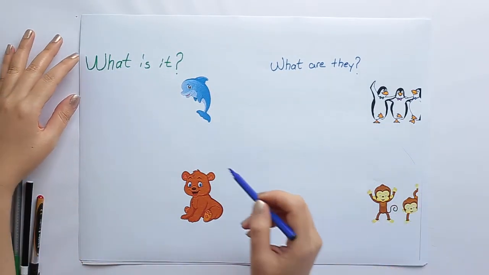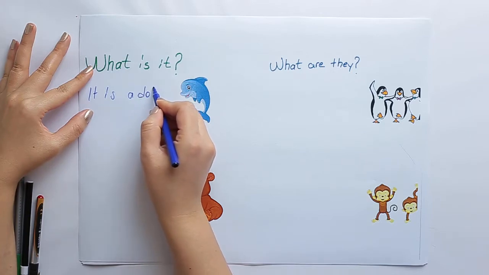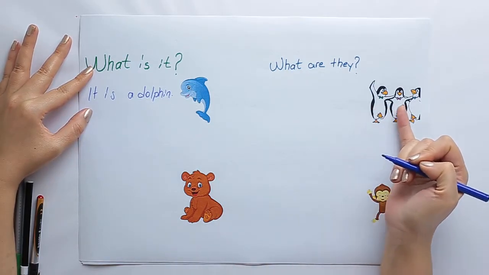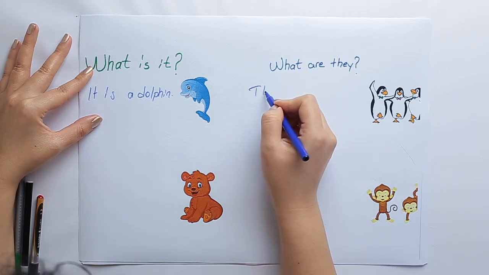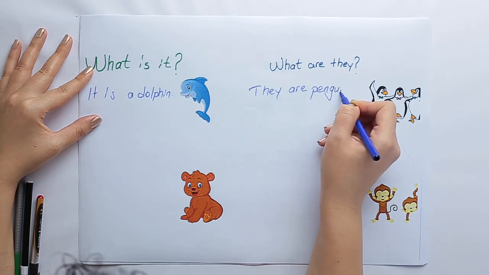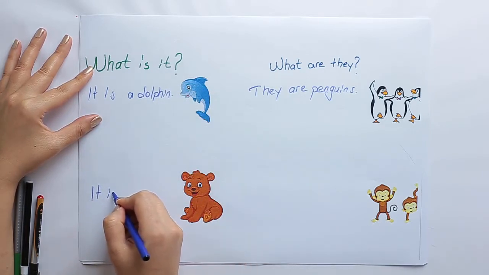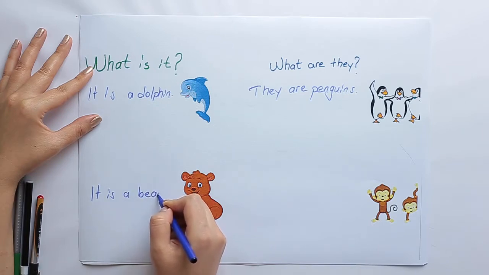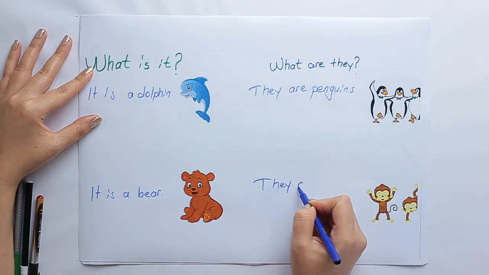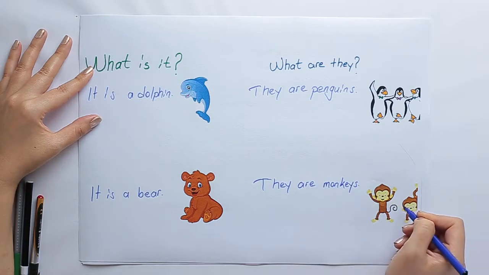Let's answer them together. What is it? It is a dolphin. What are they? There are three penguins. They are penguins. Again, what is it? It is a whale. What are they? They are monkeys. Here we have two monkeys.